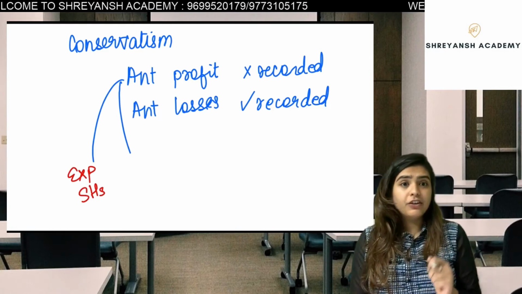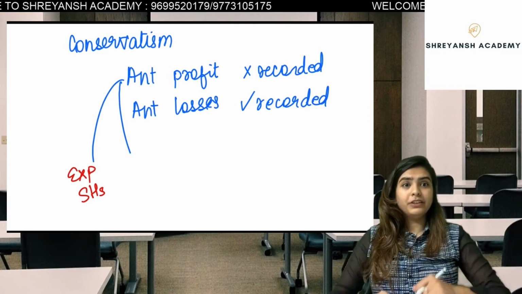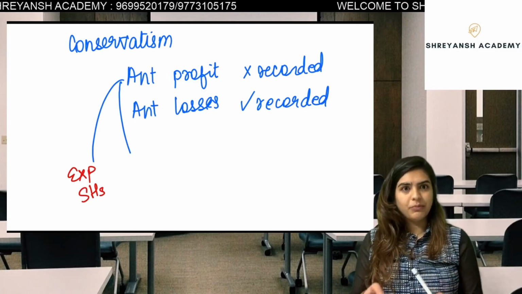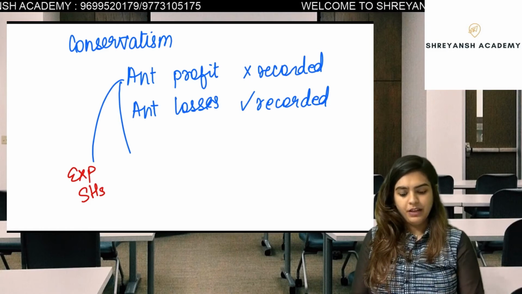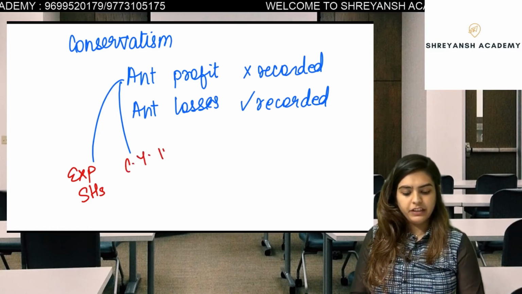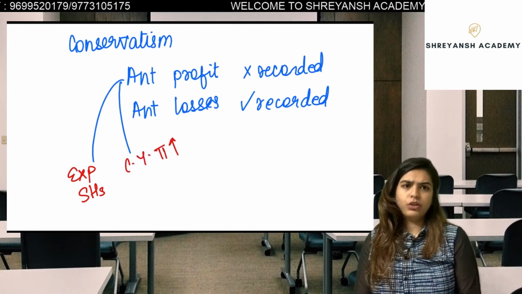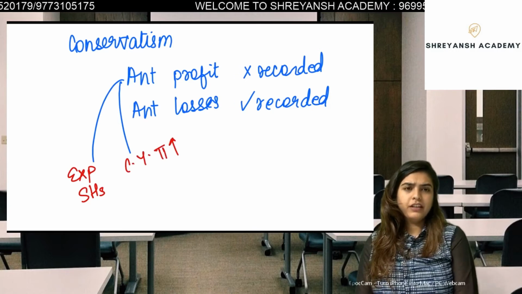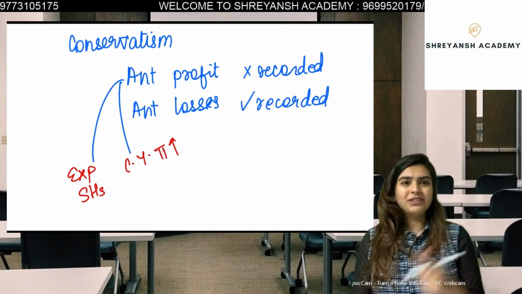But ma'am, if I record anticipated profit, I am inflating today's profit. No, that is the problem. That's not a solution. That's a problem. Because your current year's profit is high. What is the problem if my current year profits are high? My share market will react in a positive manner, no?